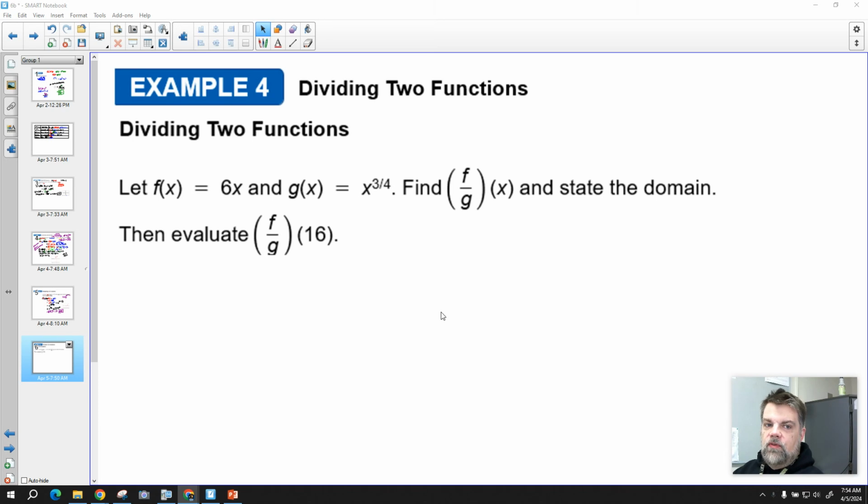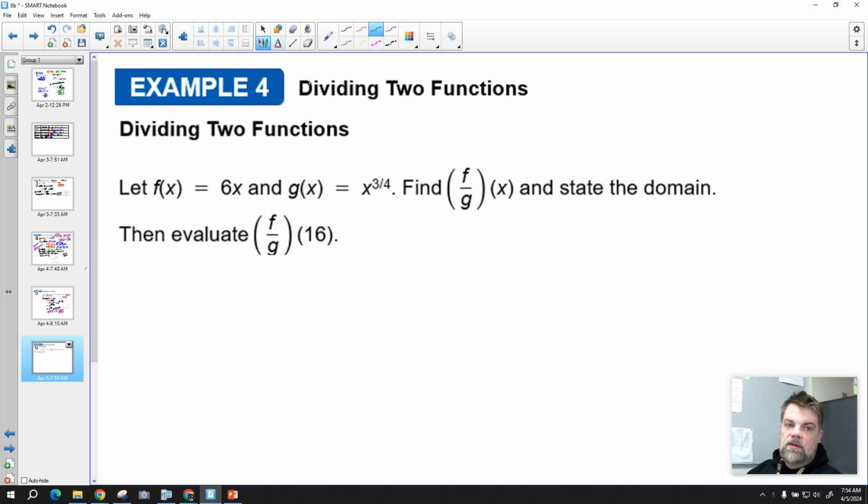All right, so for example number 4, it says basically we're going to divide f by g. This is not really new to us, but we're going to take this and divide it by this. That's what this means. I'm going to take f and divide it by g. We're also asked to define or state the domain.